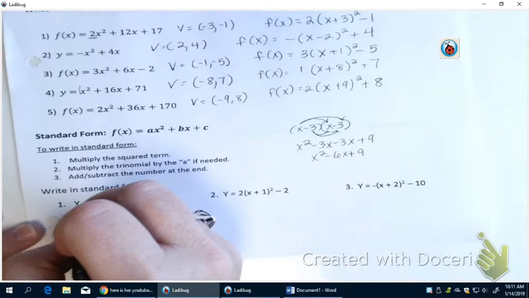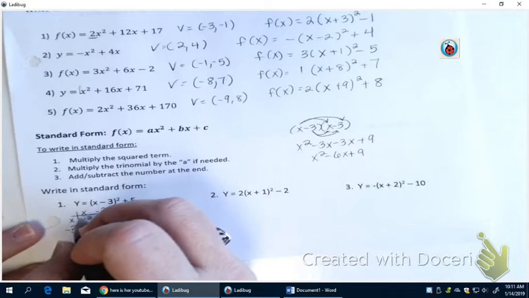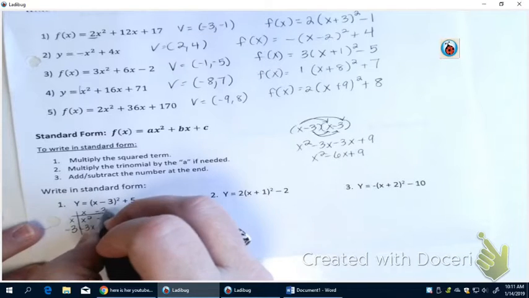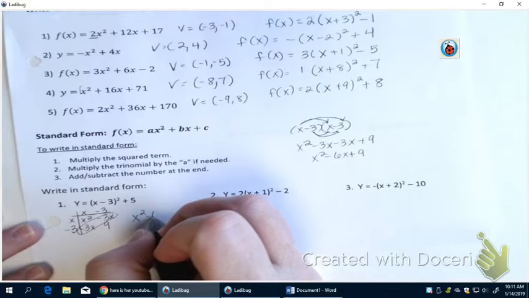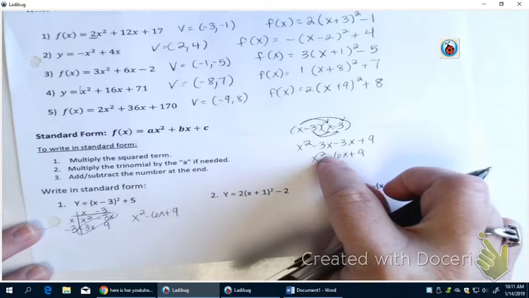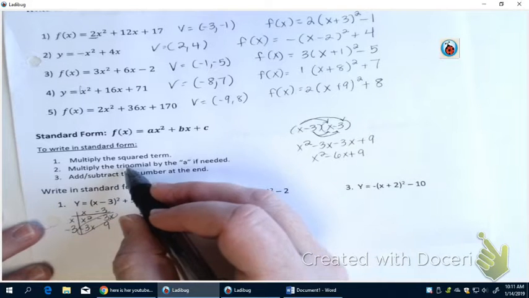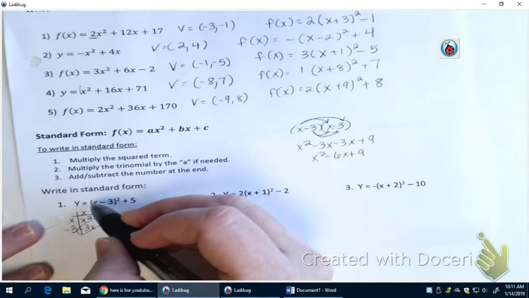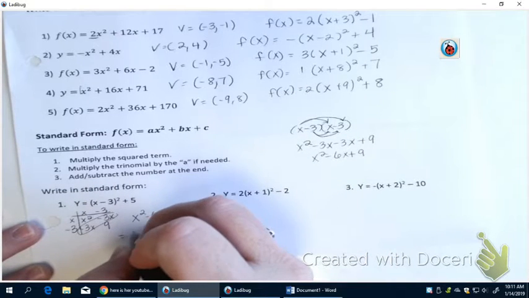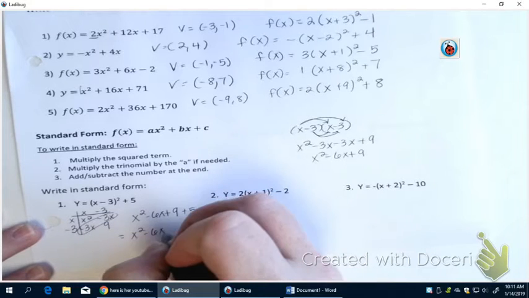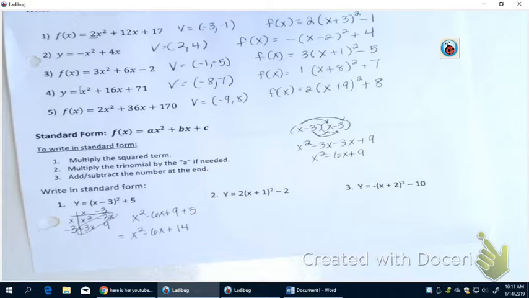X and x is x squared. X and -3 makes -3x. You're multiplying. -3 and x, and then -3 and -3 is 9. You combine that middle term, and notice you get the same thing as over here. So whichever way makes more sense. Okay, so you square it, and it says multiply. Well, there's nothing in the front, so there's nothing to multiply. But then it says add or subtract, so I put a 5 on the end. And then I add 9 plus 5, which is 14. And then that's the answer. So basically, you're just simplifying that process.